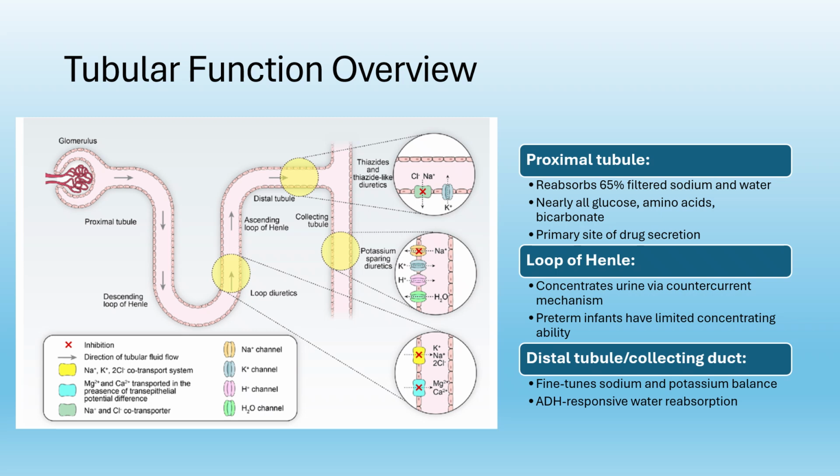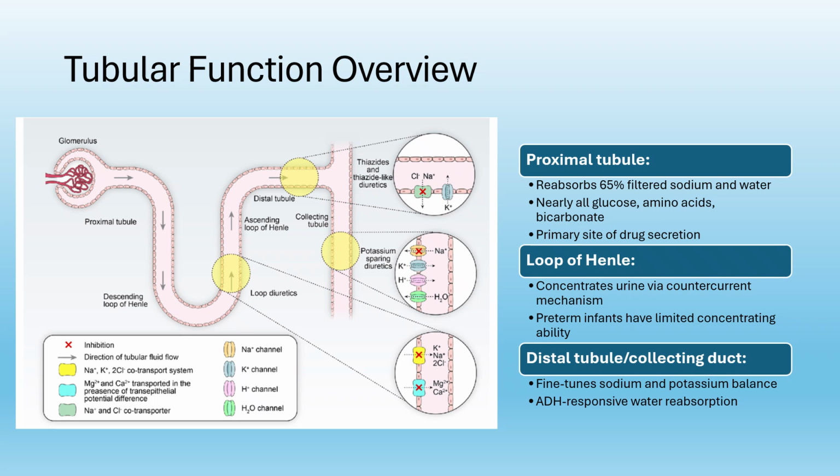Think of these segments as the fine-tuning controls. They precisely regulate sodium and potassium balance based on aldosterone signals. The collecting duct responds to ADH by inserting water channels, allowing water reabsorption based on the body's hydration status. Without ADH, this segment remains impermeable to water, producing dilute urine.